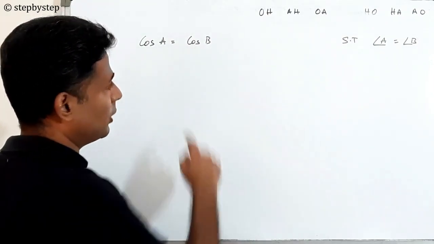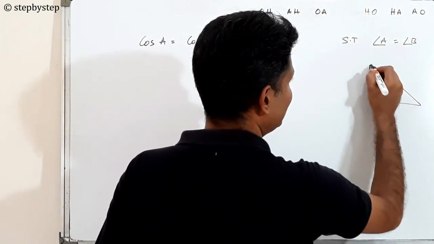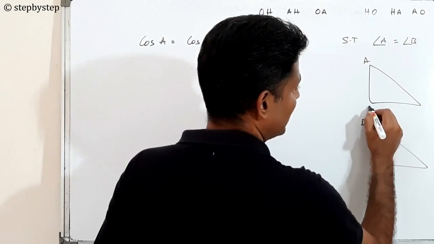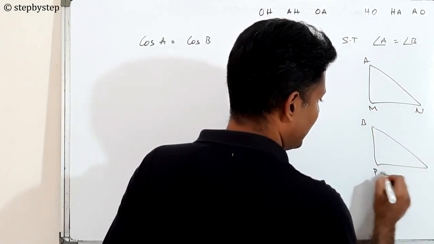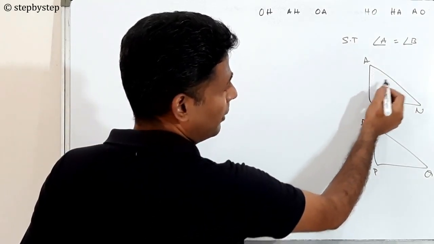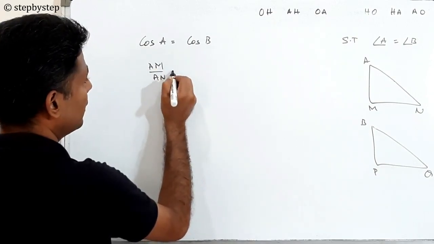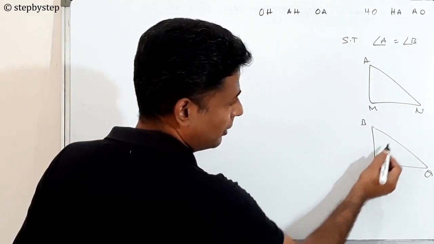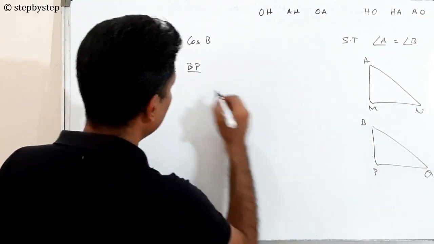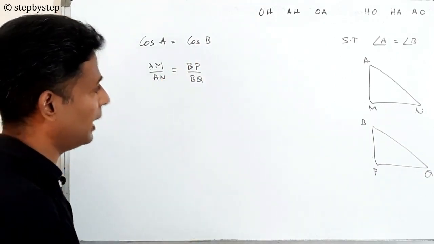Now they have said cos A equals cos B, which means A and B are different angles in different triangles. So let's say I take this right angle triangle with this as A and this as B. Now let's say I label the vertices M and N, and P and Q. Now what do we have? Cos A is adjacent by hypotenuse. So we get AM by AN equal to cos B. Cos B is adjacent by hypotenuse, so BP by BQ. From this we get AM by AN equal to BP by BQ.